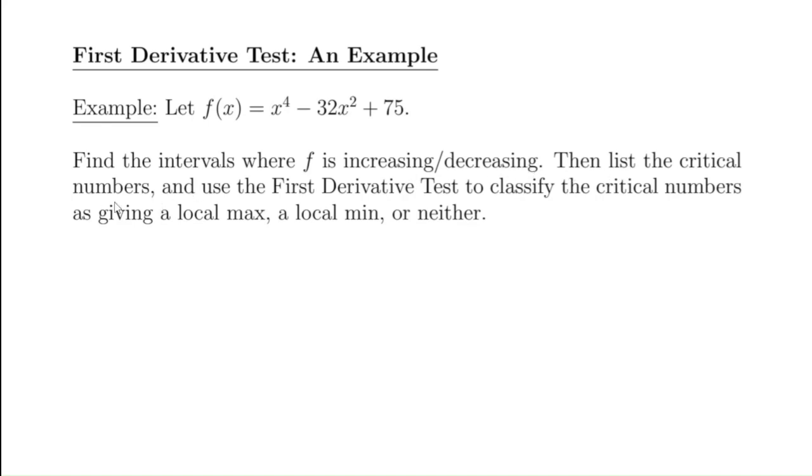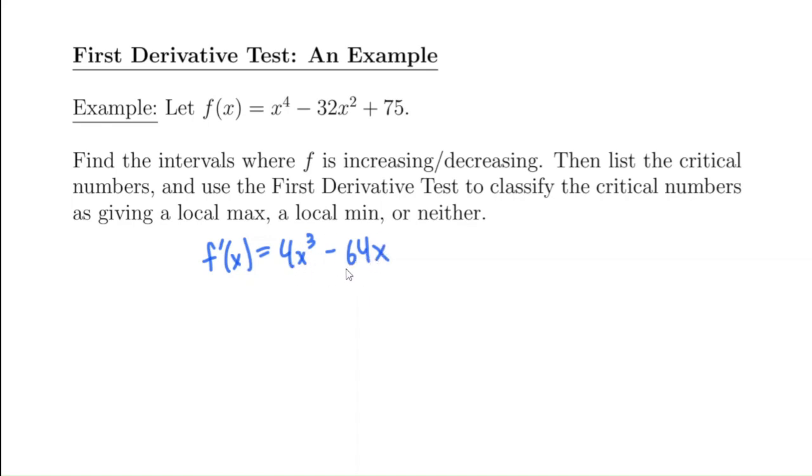And then we want to list the critical numbers and use the first derivative test to classify those critical numbers as giving a local max, a local min, or neither. So how do we do this? Well, first of all, we're going to find f prime of x. F prime of x is 4x cubed minus 64x. And we want to find what values of x make this positive or negative. And to do that, we're going to find the values of x that make this 0.